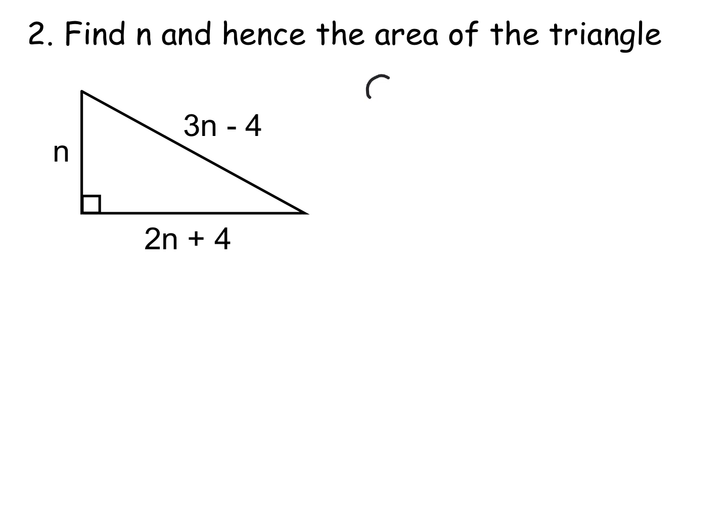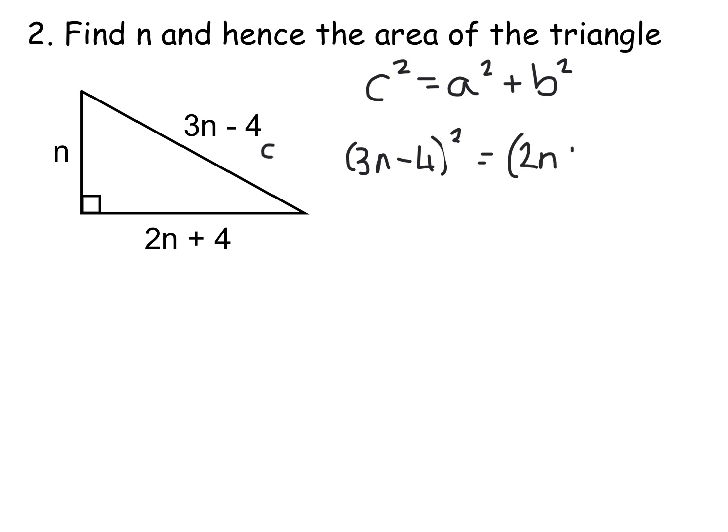Now, to do this one, remember good old Mr. Pythagoras starts with this formula. So we're going to do the exact same. Remember, c is always your longest side. So we're going to write 3n minus 4, all squared. That doesn't look much like a squared. Let's fix that. Equals the short side squared. So I'm going to do the 2n plus 4 all squared plus n squared.